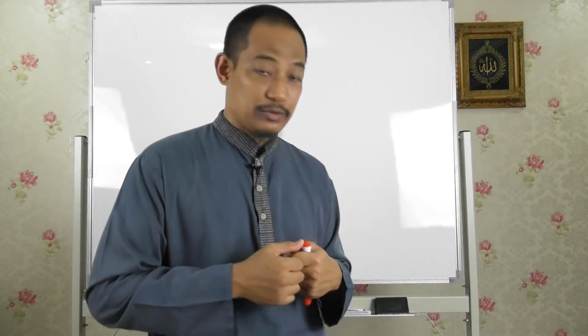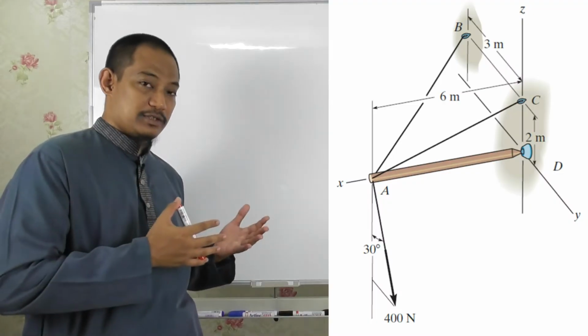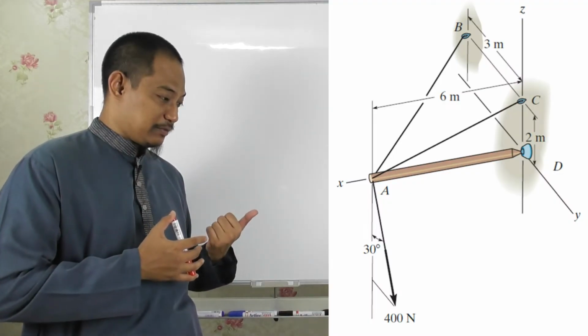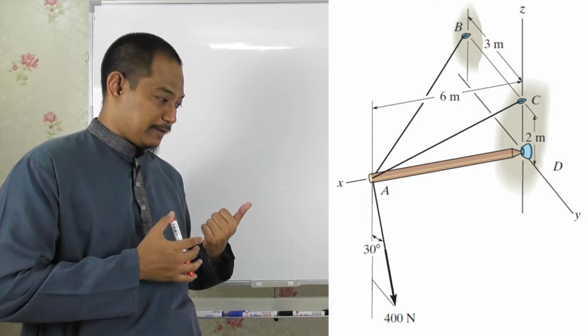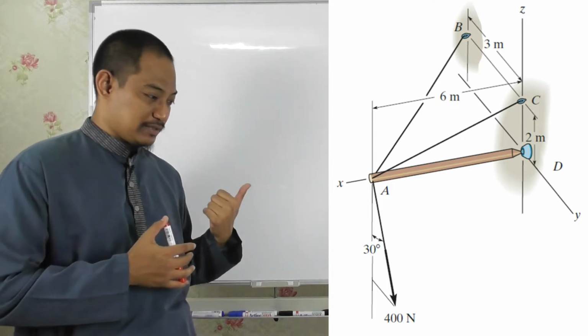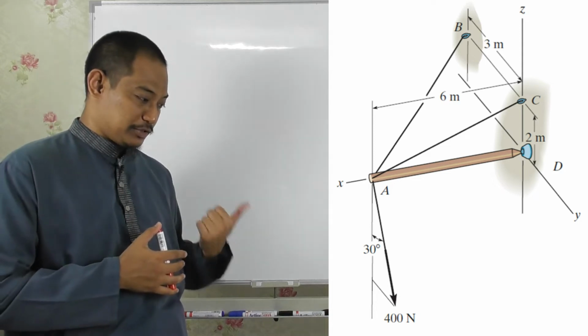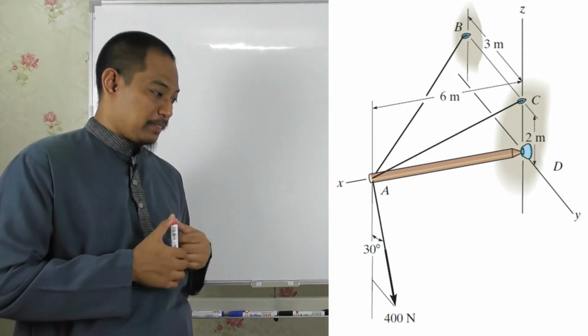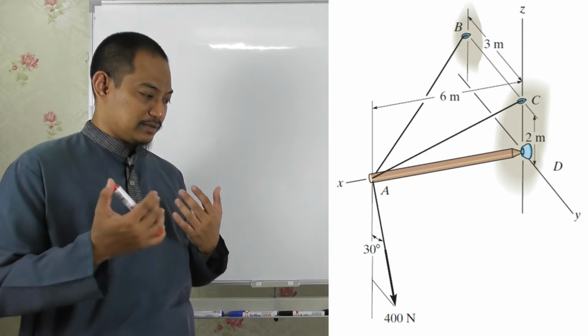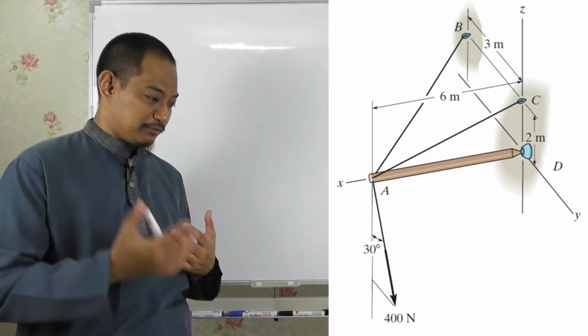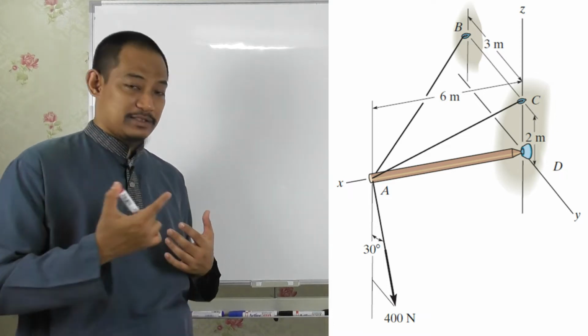With that, we'll go to the first question. So this is the question. As you can see in the diagram, you have a structure where there's a cable and then there's a force of 400 Newton pointing downwards as shown there, right, at an angle. So the question asks to express the force 400 Newton as a Cartesian vector.